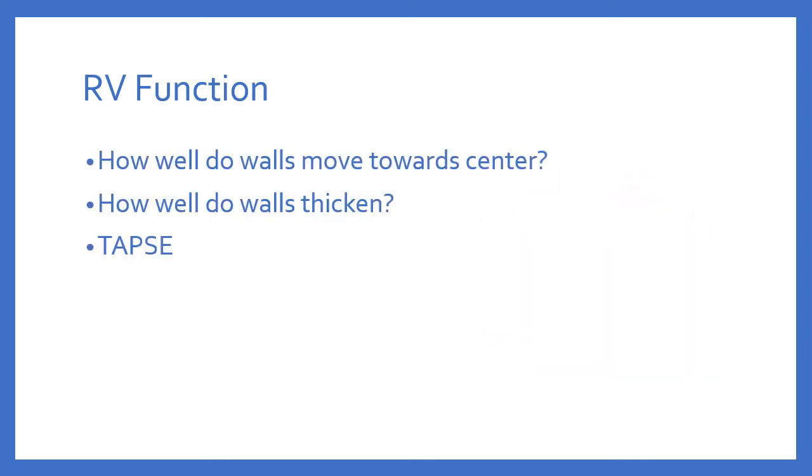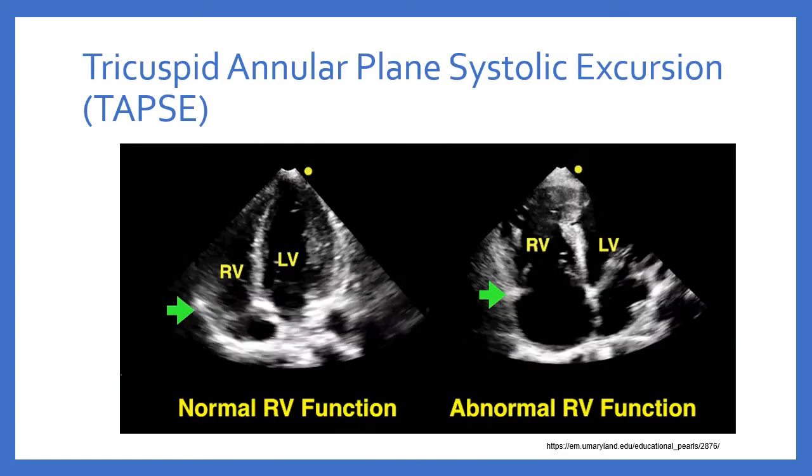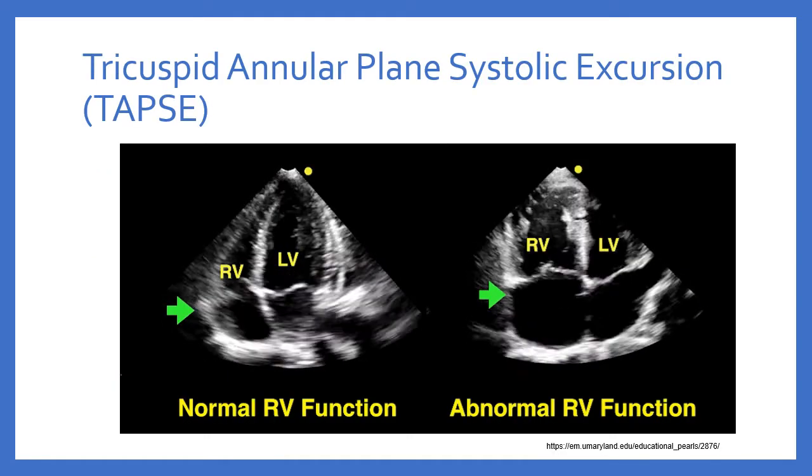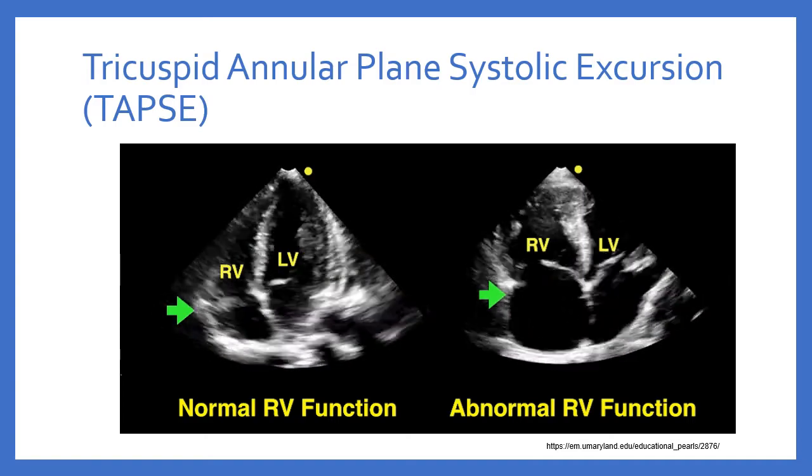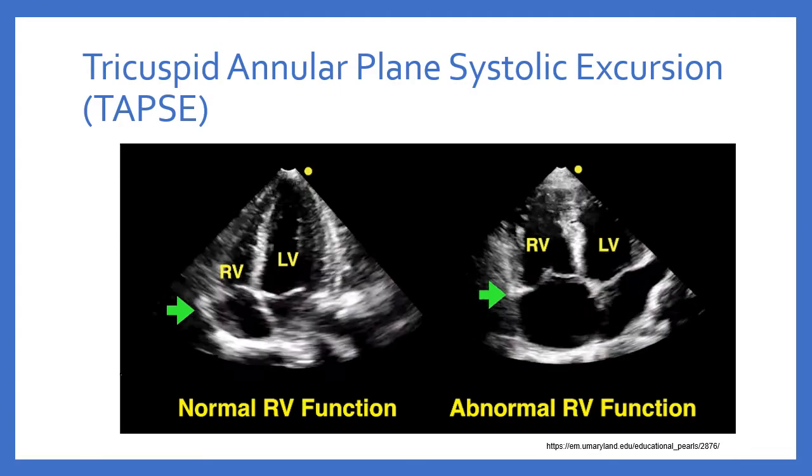So when we look at RV function, we want to look at the same things we do with the left ventricle. So how well do the walls move towards the center? How well do the walls thicken? And then we also look at something called TAPSE. TAPSE refers to tricuspid annular plane systolic excursion. And the way we see this the best is in the apical four-chamber view.